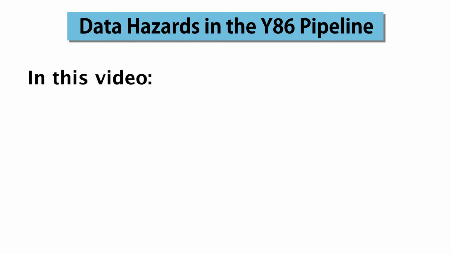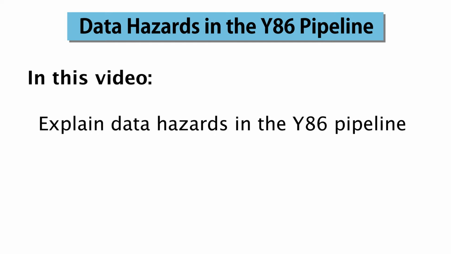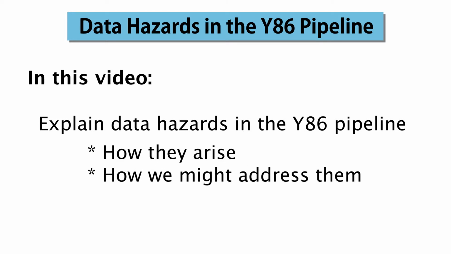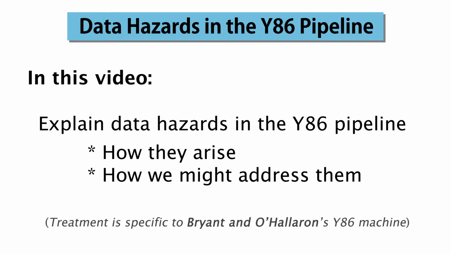In this video, we're going to explain data hazards in the Y86 pipeline, both how they arise and how we might address them. Note that the treatment here is specific to Bryant and O'Hallaron's Y86 machine, but what we cover is similar to what you'd encounter with other ISAs.